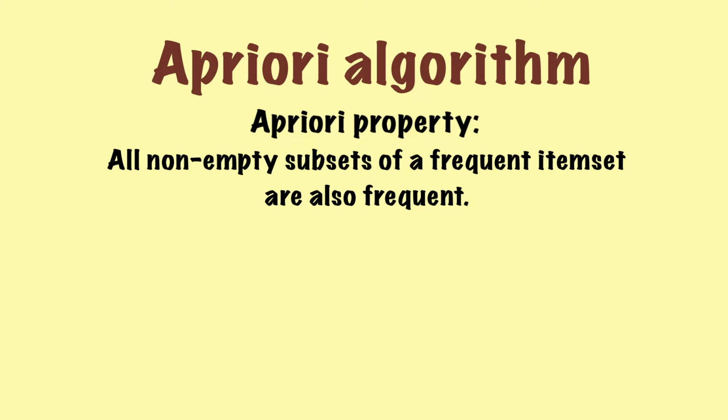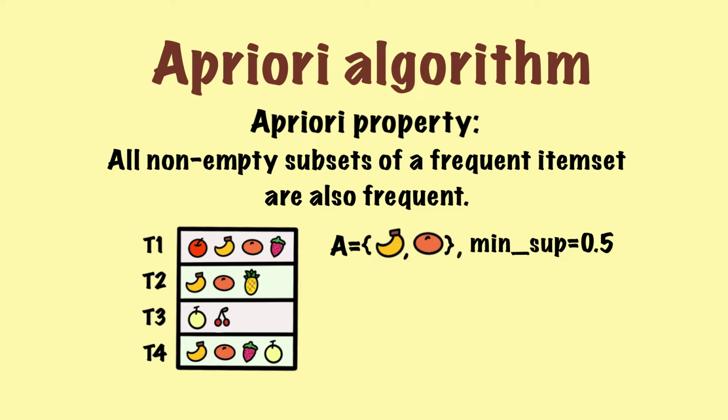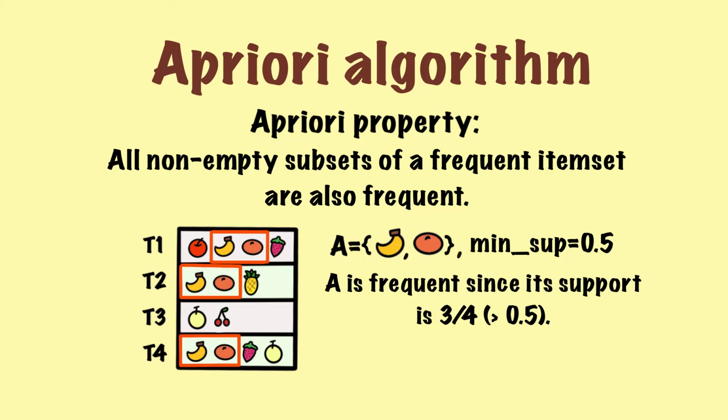It's intuitive, right? If the database has 4 transactions containing both A and B, then there are at least 4 transactions containing A because A is just a subset of the union of A and B. For example, we have this database. The item set A contains banana and orange, and the minimum support threshold is 0.5. Then, A is a frequent item set since its support is 3/4, which is larger than minimum support threshold.